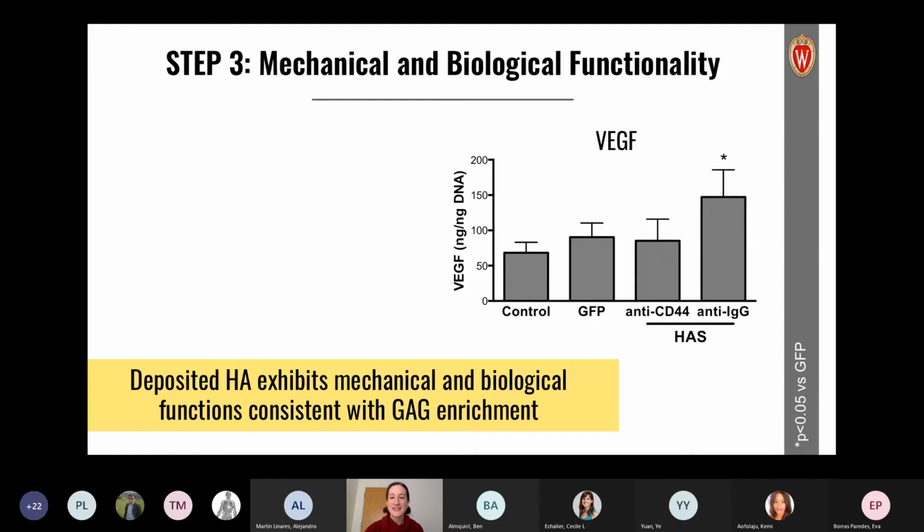And we confirmed that the production of this VEGF was specific to the HA being present. So if we blocked the cell's ability to interact with that HA, they didn't produce more VEGF. But when we had a sham blocker, they were able to still produce more of that VEGF.